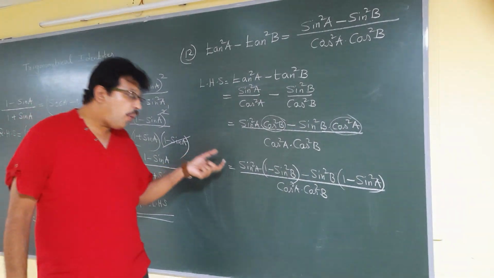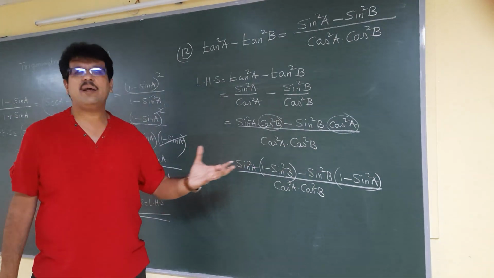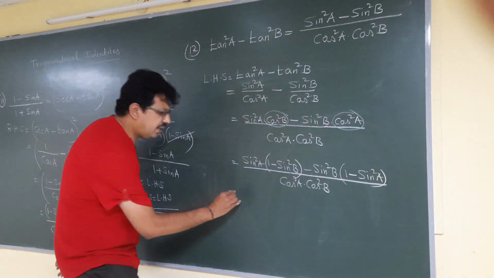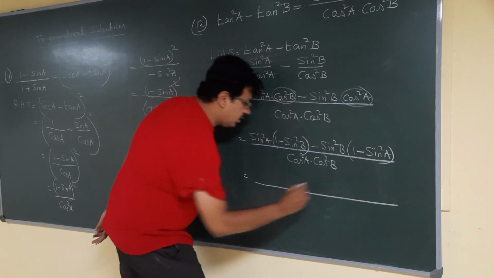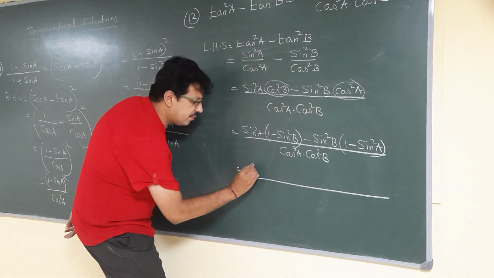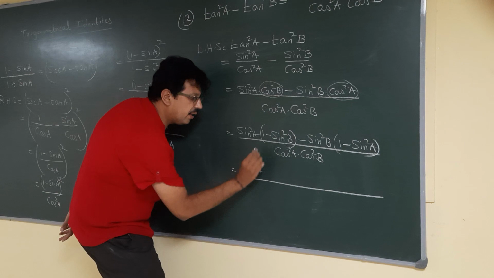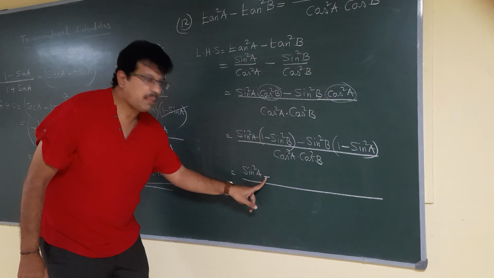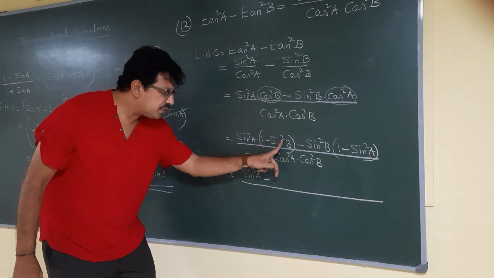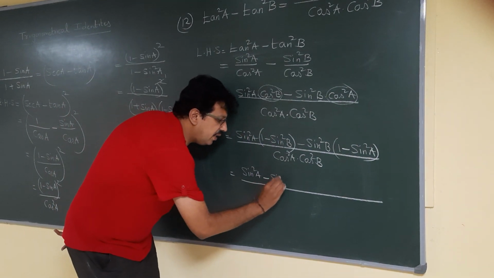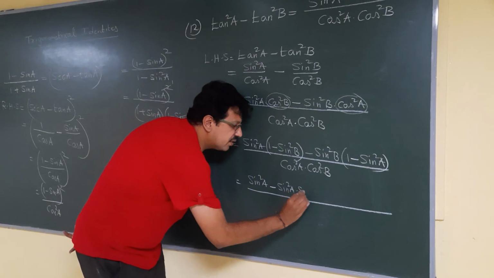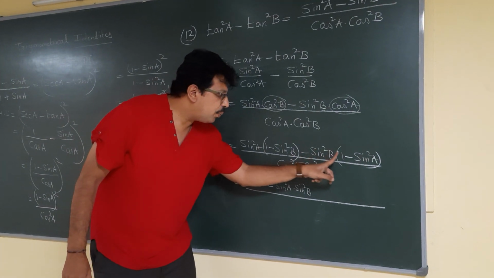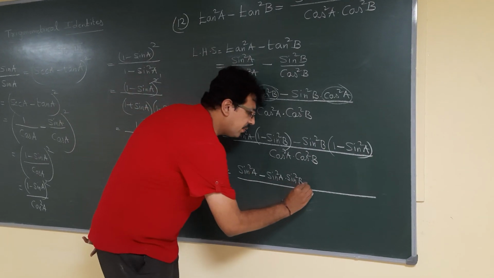Now we should open the bracket. That's called simplification. What is simplification? Open the bracket. Let us do that. So sin square A into 1, sin square A. Minus is there. Write minus, because plus into minus is minus. Sin square A into sin square B. So write like that only. Sin square A into sin square B. Minus is there. Minus into plus is minus.